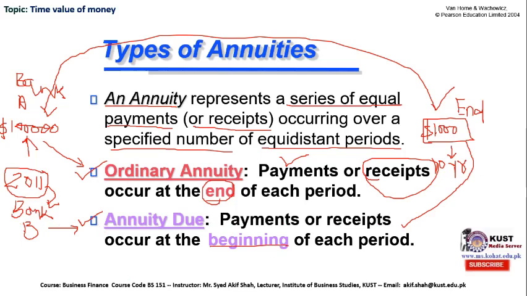So definitely, what will be your choice? Either go for Bank A or Bank B. According to the time value of money phenomenon, the dollars you are receiving today are worth more than the dollars you are receiving tomorrow. So your decision would be to opt for Bank B and put your money in annuity due rather than in ordinary annuity.